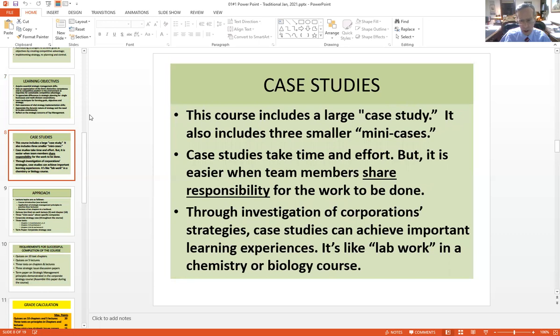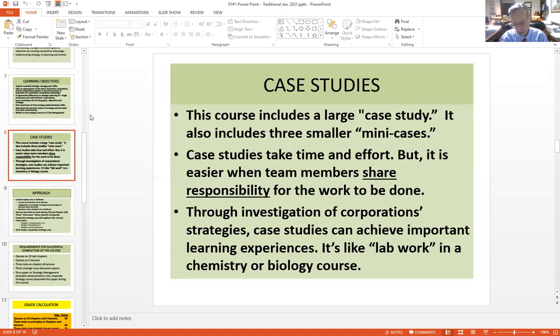We will also be looking at three smaller, what I call mini cases. They're in the back of your textbook. And I think the three cases, there are several in the back of your textbook, but I think the ones we'll be looking at are Under Armour, Tesla, and Starbucks.